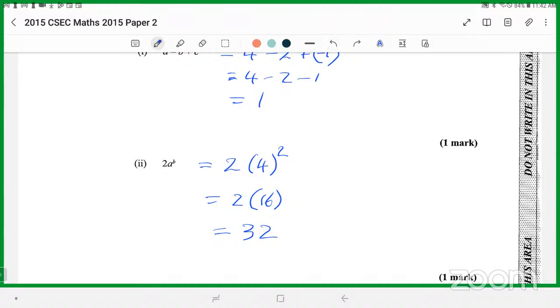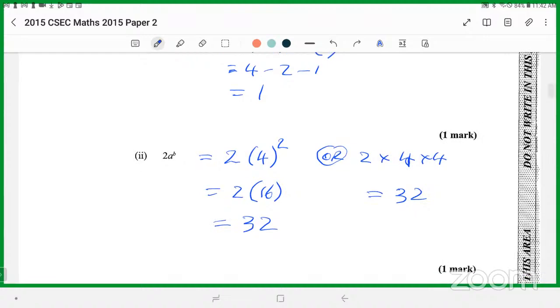I'll put it another way. This 4 squared is the same as saying 2 times 4 times 4. We could break out this squared and write it as 4 times 4 like that. Get me? And then multiply straight across. 2 times 4 is 8, 8 times 4 is 32. So we could do it like that as well. So let me put this as an OR right here. You could put it like that and still get 32. You could multiply straight across. All right, that is that. 1 mark for that. Nice and easy.